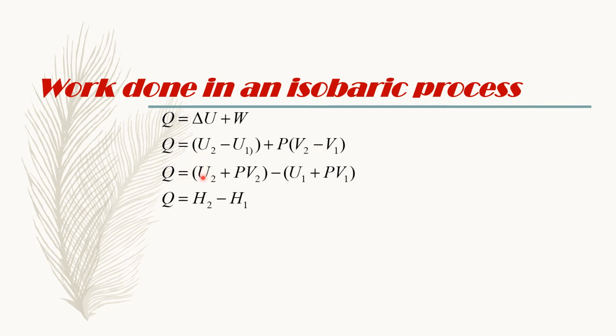We can write this now as U2 plus PV2. If you open this bracket, this will be PV2 minus PV1. So that can be written as U2 plus PV2, that is, all the terms in 2 we will put in one bracket, minus U1 plus PV1. So all the terms in 1 will be put in another bracket. This U plus PV form we can write down as H. So this can be written as Q is equal to H2 minus H1.